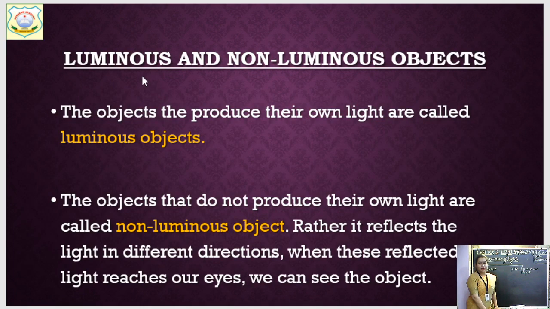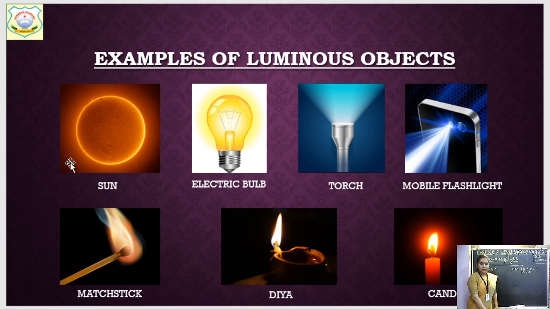Next division is luminous and non-luminous objects. The objects that produce their own light are called luminous objects. The objects that do not produce their own light are called non-luminous objects. Now we will see a few examples. See, sun is a luminous object, it can emit light.